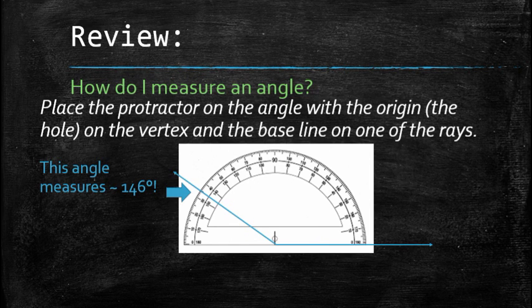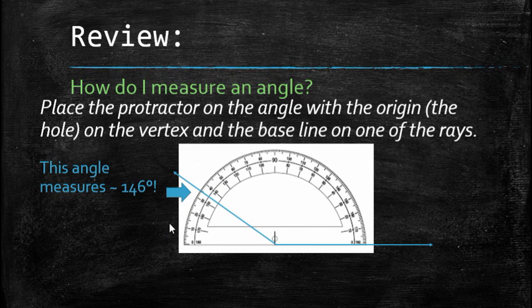So let's look at how do I measure an angle quickly. I'm not going to go into too much detail with this, but you can practice with protractors, just refreshing your memory about how to use these. So how do I measure an angle? Well, you place the protractor on the angle with the origin or the hole, and you can see there's a little hole here, on the vertex and the baseline of one of the rays. So this is the baseline, the point that says 0 degrees. And so you'll place that on one of the rays, which I placed here, and you can read it, and you can tell that it is 146 degrees.